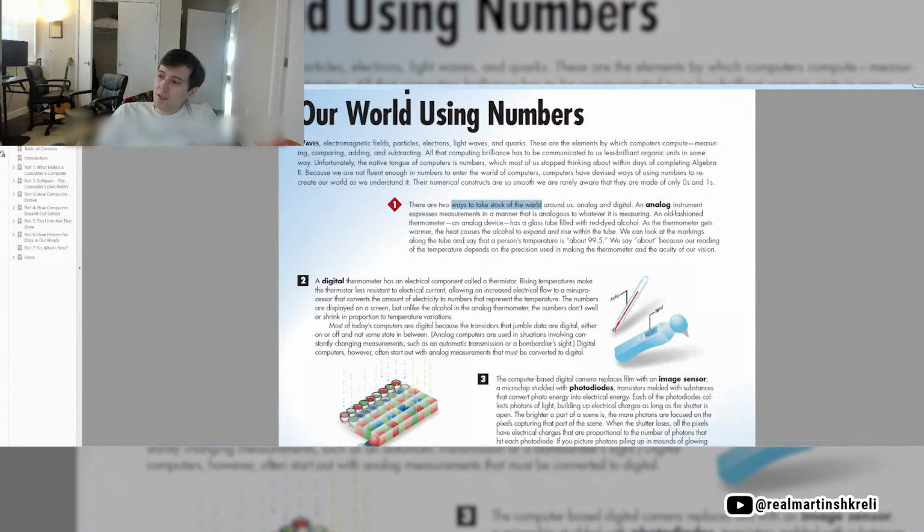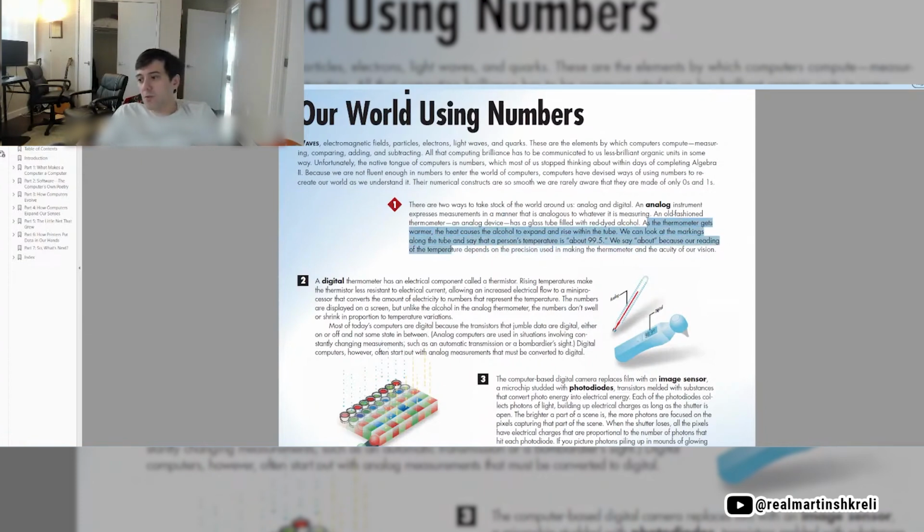There are two ways to take stock of the world around us, analog and digital. An analog instrument expresses measurements in a manner that is analogous to whatever it's measuring. An old-fashioned thermometer is an analog device. It has a glass tube filled with red-dyed alcohol. As the thermometer gets warmer, the heat causes the alcohol to expand and rise within the tube. We can look at the markings along the tube and say that a person's temperature is about 99.5.